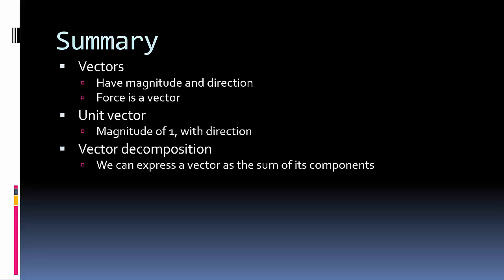Vector decomposition. We can express a vector as the sum of its components. Right? You can break a vector into separate components. Equilibrium is when the sum of all the forces is equal to 0 and then it doesn't accelerate. Now it might be moving, right? Because remember, Newton's law is just F equals ma, so it's the mass times acceleration. So if it's not accelerating, then it's in equilibrium.